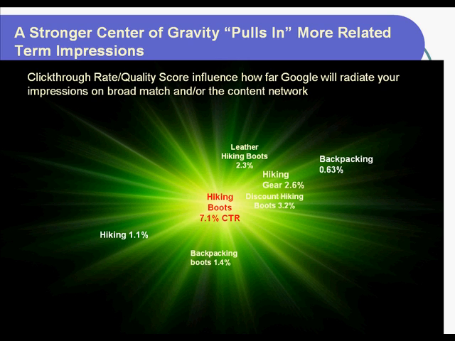So it has an exponential effect, not a linear effect, on the amount of traffic and the quality of traffic that you get when you do this. And you can see that with hiking boots as a center of gravity as opposed to hiking as a center of gravity, because I almost doubled my click-through rate. The reason for that is that now I can write specific ads about hiking boots, and I can write a specific landing page about hiking boots, and increase my quality score, and on and on and on.